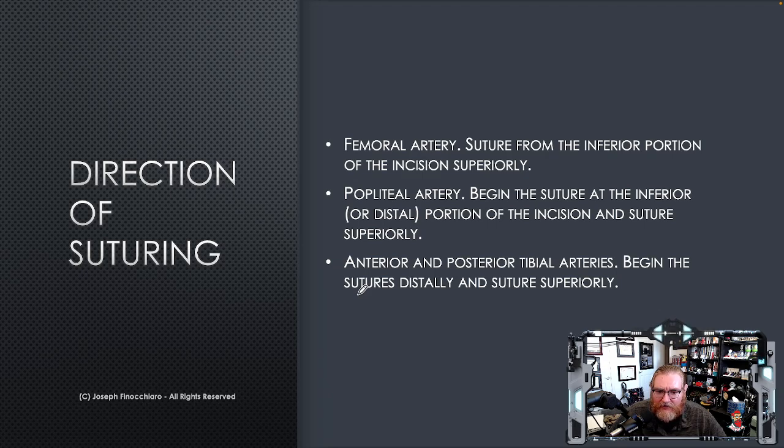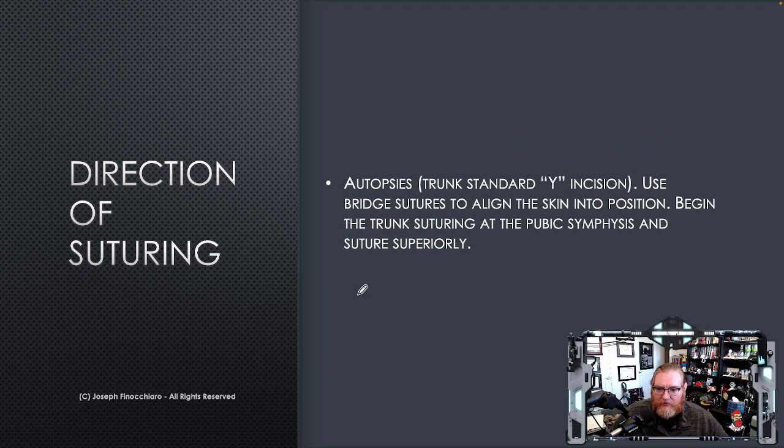Femoral artery, inferior to superior. Popliteal, inferior to superior. And tibial, distal to superior. Again, bottom to top. Autopsies. Use bridge sutures to align the skin into position. Begin the trunk suturing at the pubic symphysis and suture superiorly. So again, bottom to top. For the most part, everything is bottom to top.